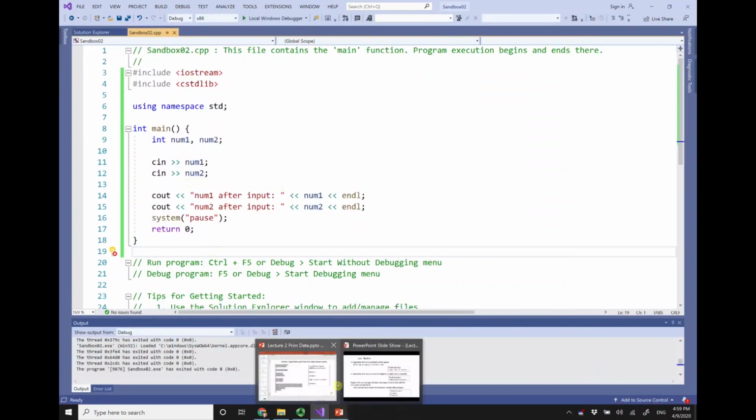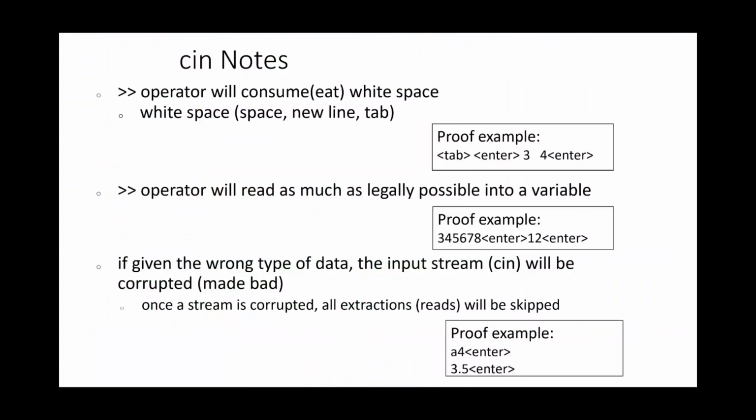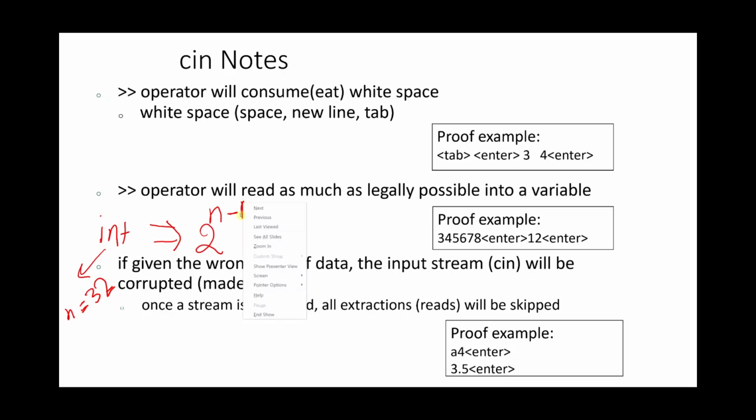Let me just write it on here. Legal, if you're dealing with an integer, it's going to be from negative 2 raised to the power n minus 1, where for the integer n is 32 bits, to 2 raised to the n minus 1, minus 1. And we are going to see that in one slide, what that value is.